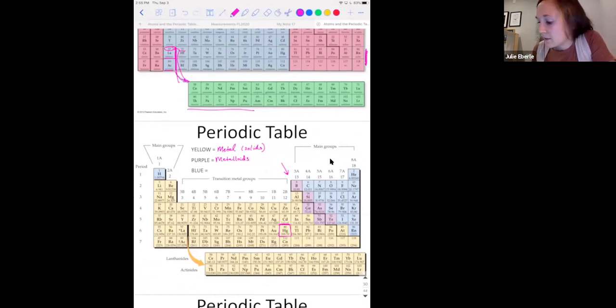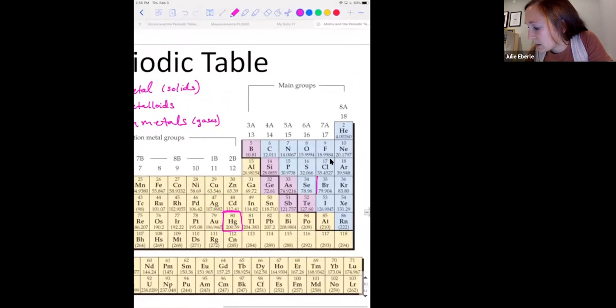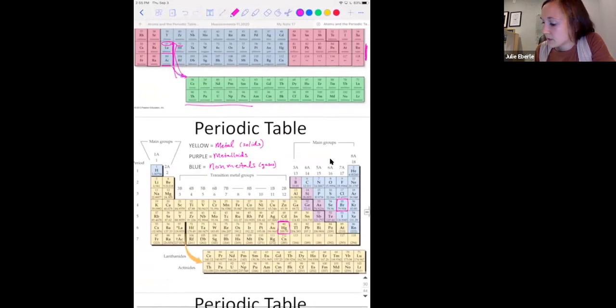Okay. Now the blue elements, these are non-metals. Most of these are going to be gases at room temperature, with the exception of our friend bromine. This element is a liquid at room temperature. So we have two exceptions, bromine and mercury. Everything else is either a solid or a gas, depending on if it's a metal or a non-metal.